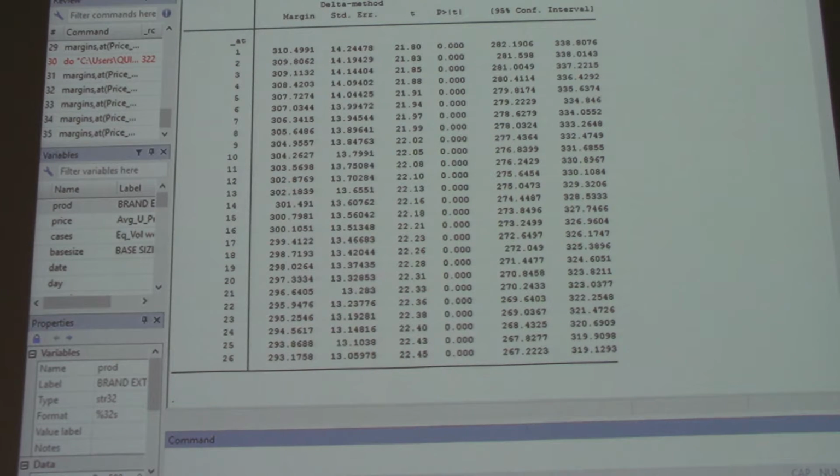Yeah. And the nice thing about margins is, it's like cheating. That's what I call it. I call it cheating. Kind of cheating.